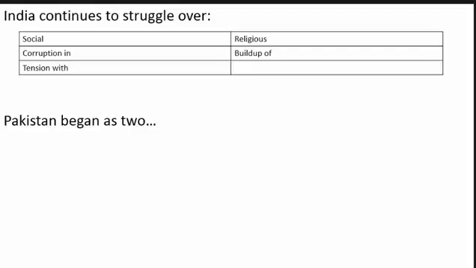We're finishing up the Indian subcontinent achieves freedom. We've looked at India, how it became an independent country from the British and the problems that it had. We're going to talk about a country that was carved out of India. It's called Pakistan. Now, Pakistan began as two separate states.